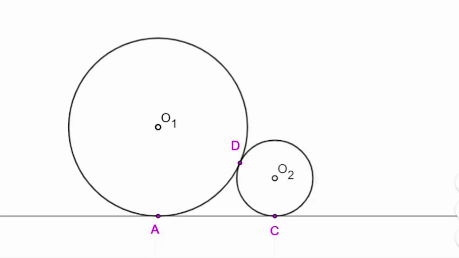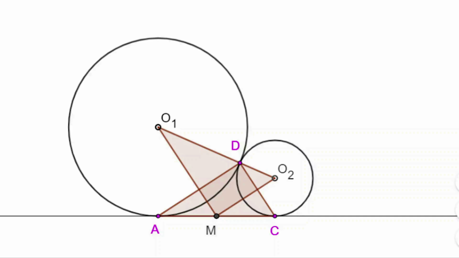Important to remember: if you connect points A, C, and D, where D is the point of tangency between the circles, you get a right triangle. And you get another right triangle if you connect the centers of the circles and the midpoint of segment AC. Why right triangles? Well, want a challenge? Try to prove it yourself and post it in the comments. Let's see who the real geometry geniuses are.